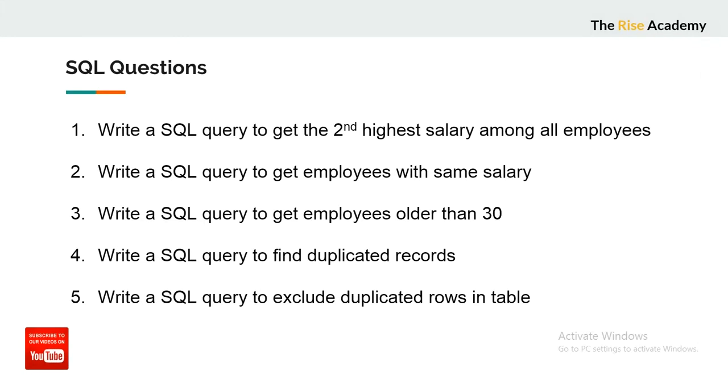Here are the 5 problems we are going to solve today. The first one asks us to write a query to get the second highest salary among all employees. For the second problem, we need a query to get employees with the same salary. For the third one, we need to get employees older than 30. For the fourth one, we need a query to find duplicated records. And for the fifth one, we need a query to exclude duplicated records in a table.